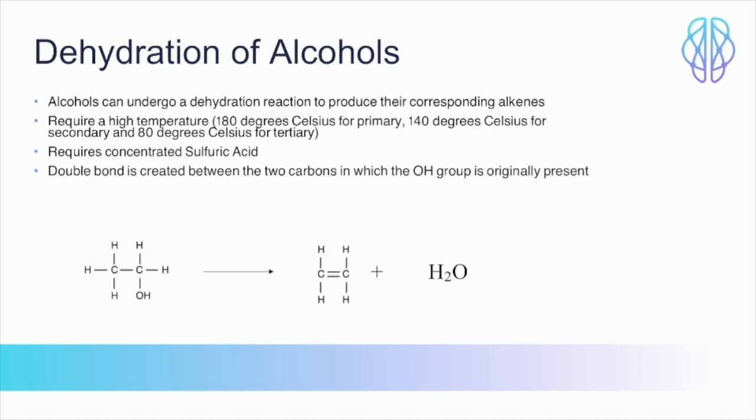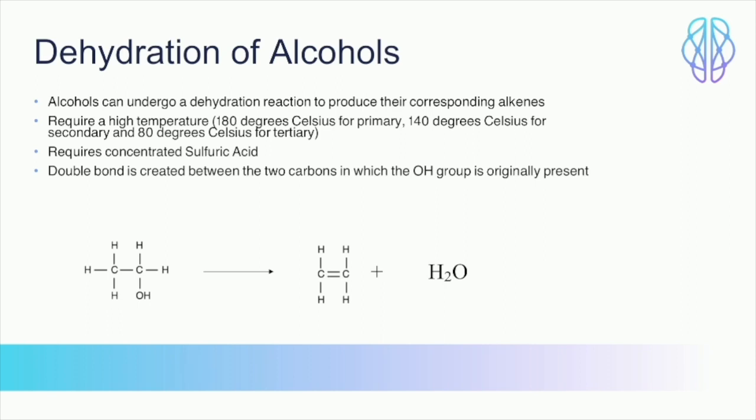So the first kind of reaction we have is the dehydration of alcohols. Alcohols can undergo a dehydration reaction to produce their corresponding alkenes. You need two things for this type of reaction to occur. You need a concentrated sulfuric acid catalyst, so it needs to proceed in concentrated sulfuric acid, and you require quite a high temperature. You don't need to memorize these temperatures, just know that it's highest for the primary alcohol, and as you go along to the tertiary alcohol, it decreases in temperature.